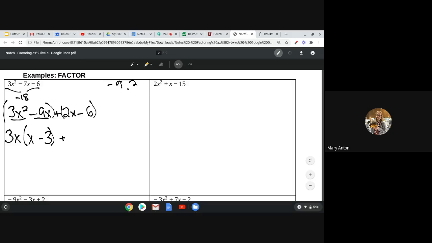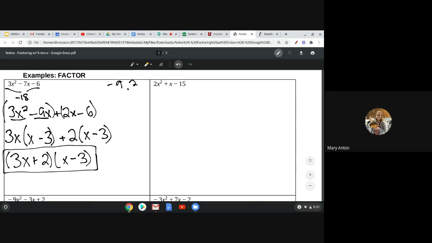Plus 2x minus 6. We can factor out the greatest common factor of 2 and 6, which is 2. 2x divided by 2 is just an x, and negative 6 divided by 2 is just a negative 3. All right, we've got terms in parentheses that are the same, so we know we're on the right track. We can now factor out that x minus 3, and we get (3x plus 2) times (x minus 3) as the factored version of 3x squared minus 7x minus 6.